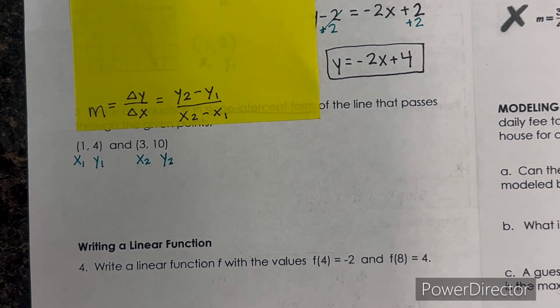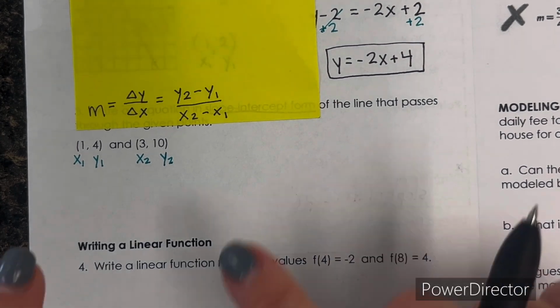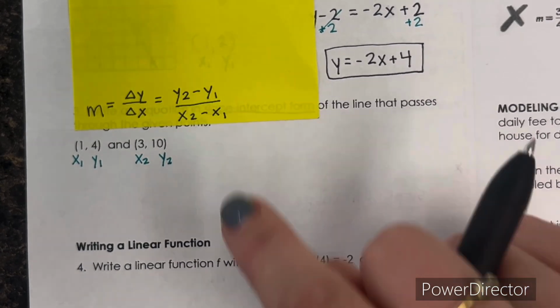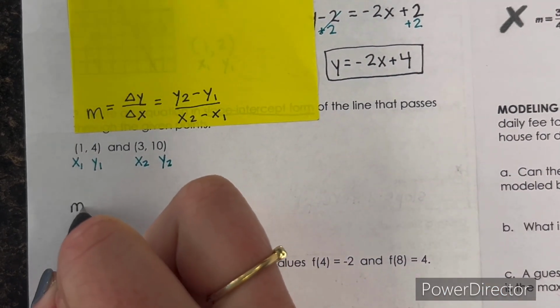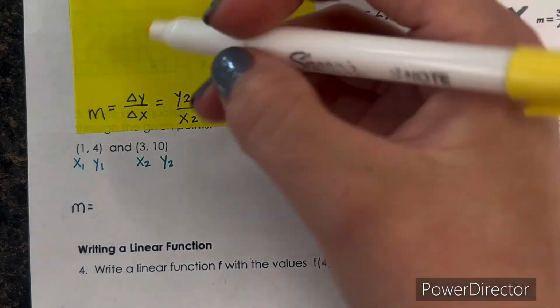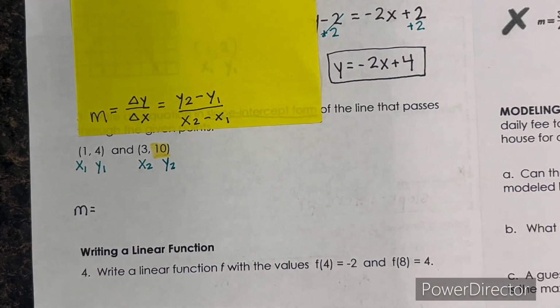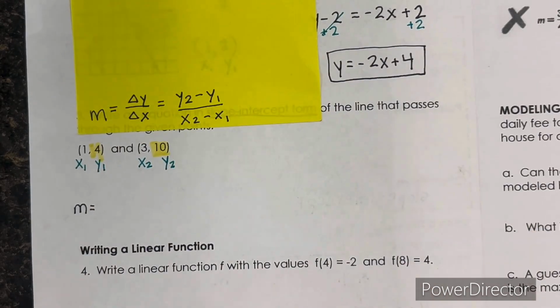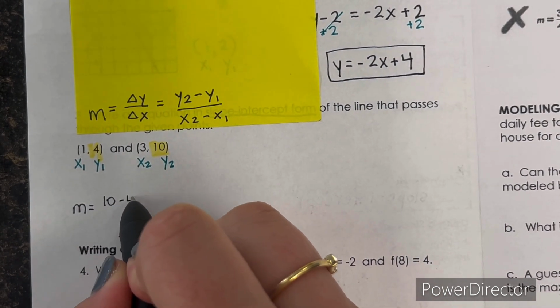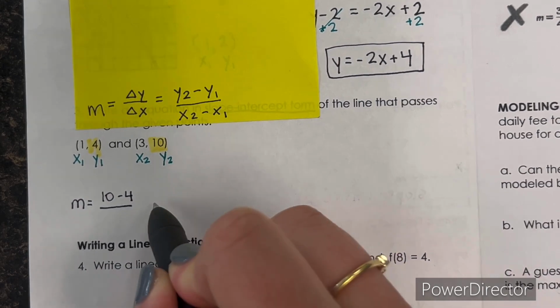Now remember, step 1 up there at the top said to find the slope. So I'm going to take these numbers and plug them into my fraction right here in order to find slope. So we have m equals, and I'm going to color code them for you. We have y2, which is 10, minus y1, which is 4. So 10 minus 4, which we know is 6.